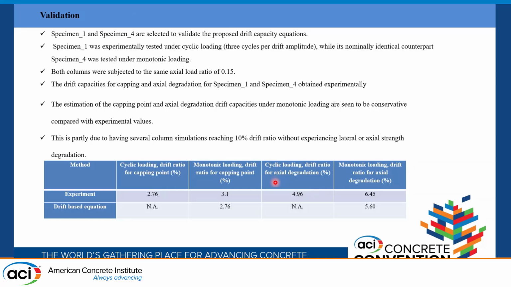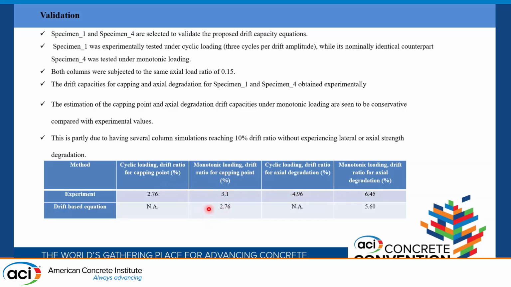We validated our equation. Let's walk through the table. This is the interesting one. We have the experimental results for a column under cyclic loading and monotonic loading. The test was done in Berkeley by Dr. Sasan, and they have the same column. They just pushed it monotonically one time. They got 2.76 for lateral failure, and they got 4.96 for axial failure. Then they rebuilt the same column, and they applied 3 cycles instead of just monotonic. And they got 3.1 for lateral failure and 6.45 for axial failure. So these are the real actual tests in Berkeley.